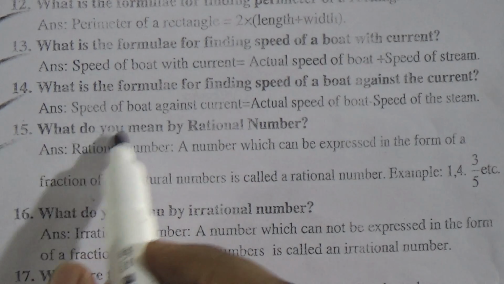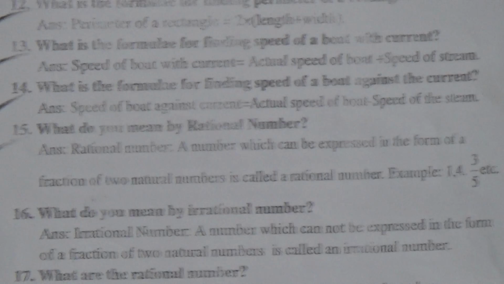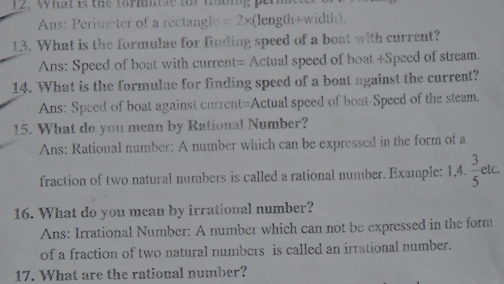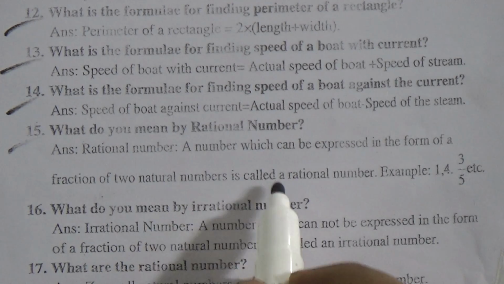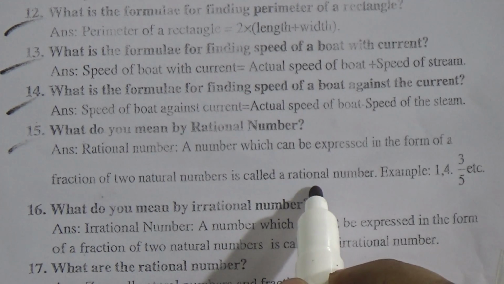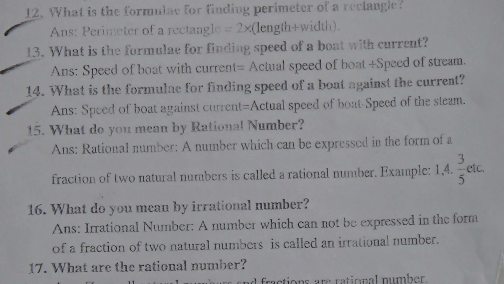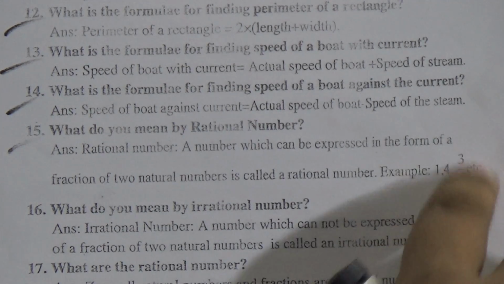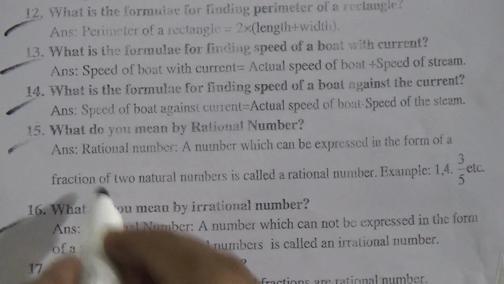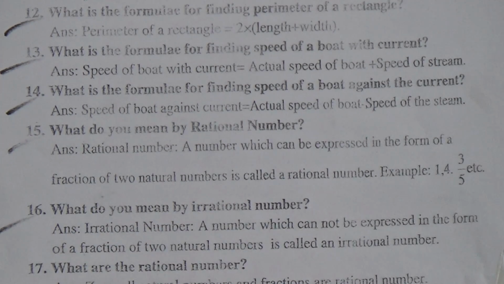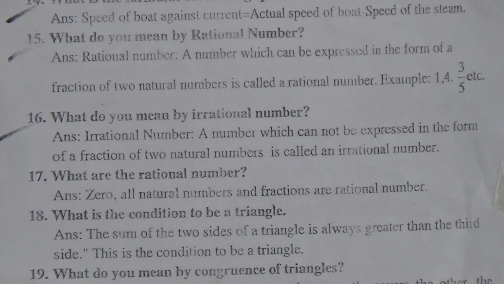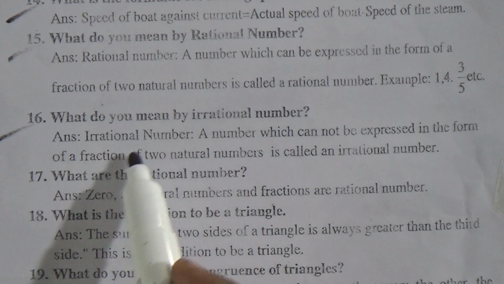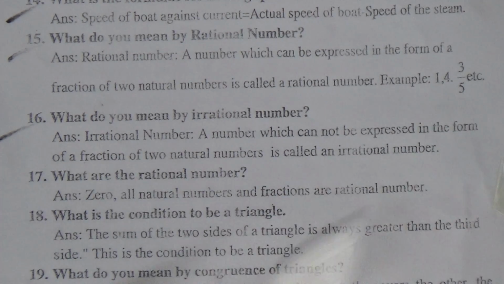Question number 15. What do you mean by rational numbers? A number which can be expressed in the form of a fraction of two natural numbers is called a rational number, just like 1, 4, 3 by 5, etc. Question number 16. What do you mean by irrational number? That means the opposite of the definition of rational number. A number which cannot be expressed in the form of a fraction of two natural numbers is called an irrational number.